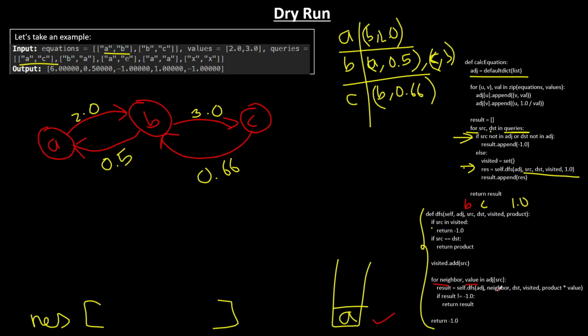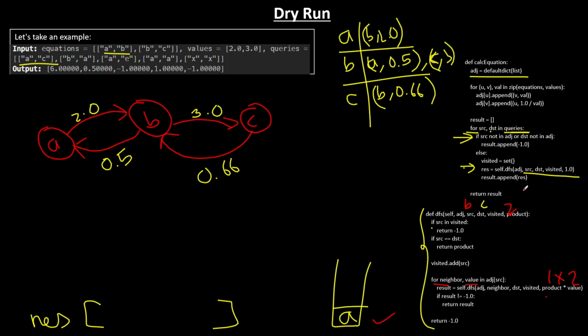Okay, from here. Now product is what? Product we had already one, right? And the value for this particular edge from A to B was 2, right? So 1 into 2 gives me 2.0, right? So our product in the main function gets changed in the recursion call. It becomes 2.0. I will write 2. Please keep in mind that it is already a float.